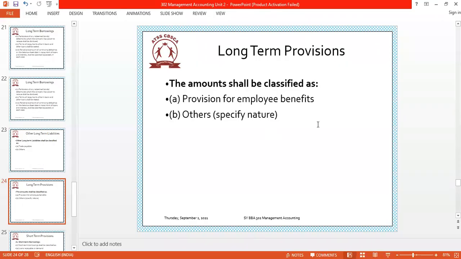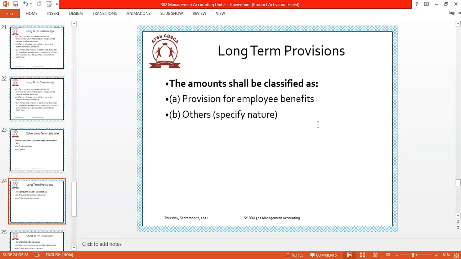Yes, please read. The amount shall be classified as provision for employee benefits and other. So what is the long-term provision? Students, when you work in an organization, you have some privileges, some things that you will get after retirement. What you get after retirement is the provident fund or gratuity. Gratuity is a long-term provision because it is given to the employee when he retires from the organization or leaves the organization.